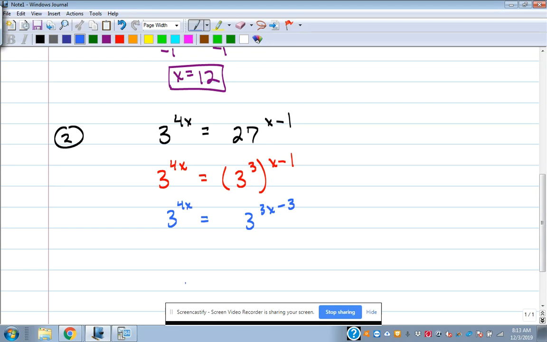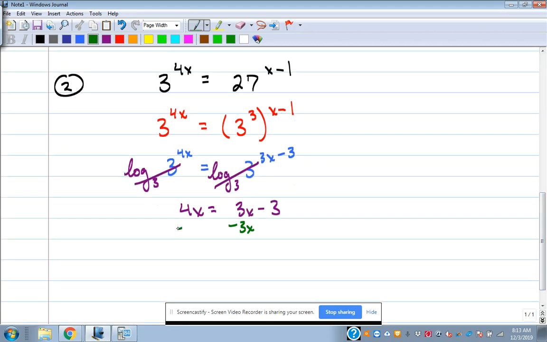Now the bases are the same, so I can cancel those out by taking the log base 3 of each side. So taking that log is kind of like taking the square root of each side when we're doing quadratics. It's an operation there. So that cancels out the base 3's. Get 4x is equal to 3x minus 3. Solve that. X is equal to negative 3.